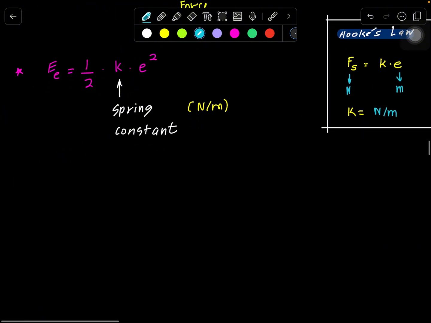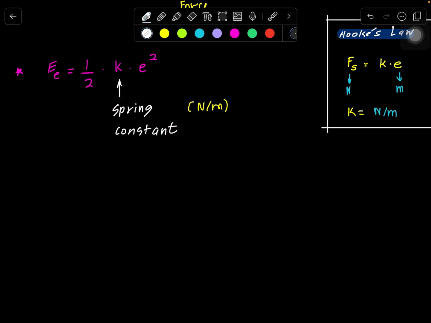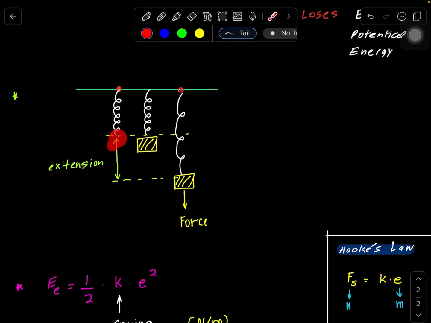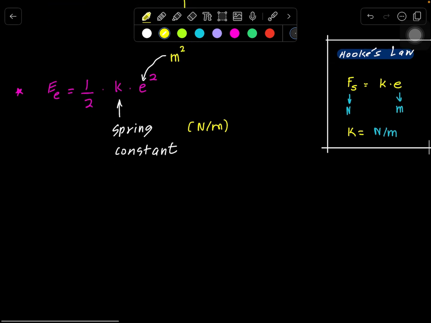Here's your spring constant in newtons per meter. Your extension is simply a length. See over here, your extension is simply an increase in length, right? So length has a standard unit of meters, and when it's squared, that means extension squared has a unit of meters squared. And I think we should just leave it as meters because it's the extension that's squared, so you know that extension is simply meters and you can square it in your units as well. Energy, like always, is joules.